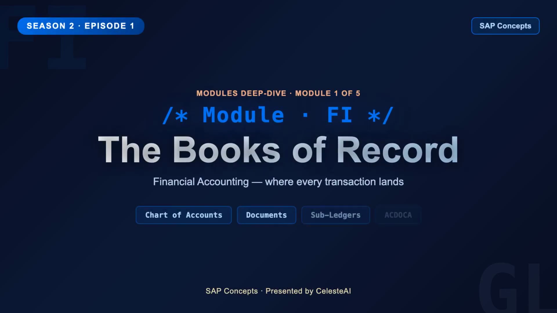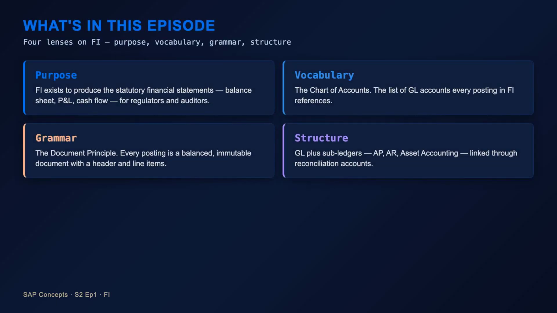Welcome to Season 2 of SAP Concepts. Module Deep Dives, 5 episodes, 1 per module. We start with finance, financial accounting, the books of record, where every transaction in SAP eventually lands. Four lenses on finance in this episode: purpose, vocabulary, grammar, and structure. Then, a tour of the Fiori app you'll spend the most time in, and what we're deliberately not covering.